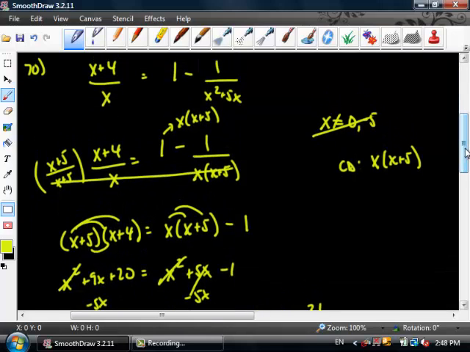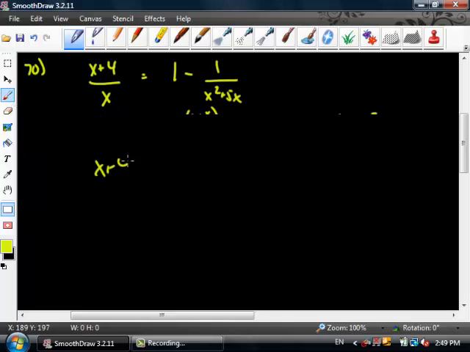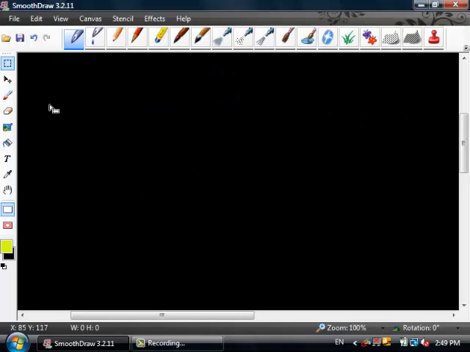Domain is what x cannot equal. So after I factored it all, I set everything equal to 0 and I solved for x. So if I'm looking at the original problem here, this is x plus 4 over x equals 1 minus 1 over x times x plus 5. X can't equal 0, right? So x can't equal 0. X can't equal negative 5. And you don't include the negative coefficients on the top, so it doesn't matter. Nope, doesn't matter. Okay, all right.